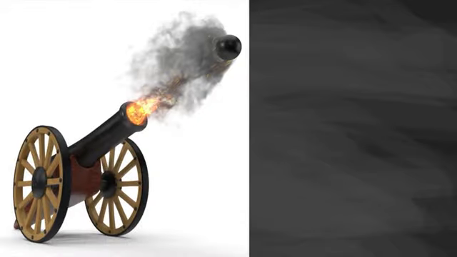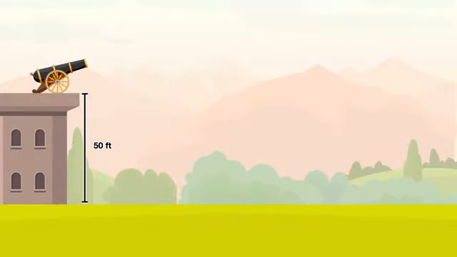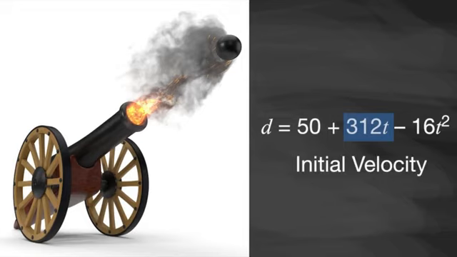What does the term 50 tell us about the cannonball? Since 50 is the constant value, it tells us that the cannonball was initially fired from a height 50 feet above the ground. What does the term 312t tell us about the cannonball? 312t tells us that the initial upward velocity of the cannonball was 312 feet per second.